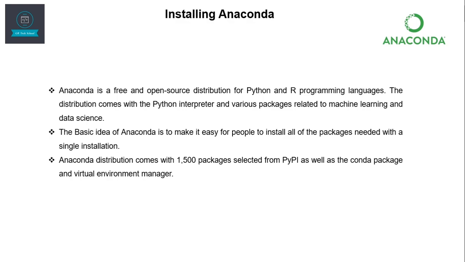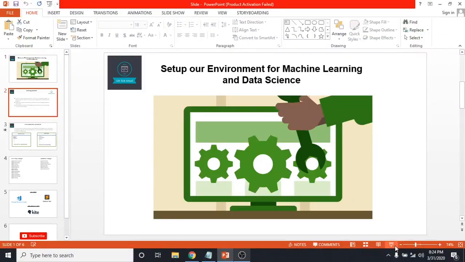So Anaconda is a free and open source distribution for Python and R programming languages. The basic idea of Anaconda is to make people install all of the necessary packages and tools for machine learning and data science with one single click. Anaconda Free comes with 1,500 packages selected from PyPI and Conda packages. There are two mechanisms available in Anaconda, called pip installation and Conda installation. So if you want to install anything, you can use both of them. We're going to see them later in this tutorial. So now let's install Anaconda.